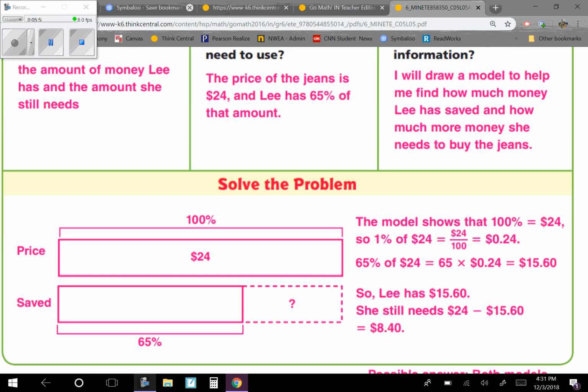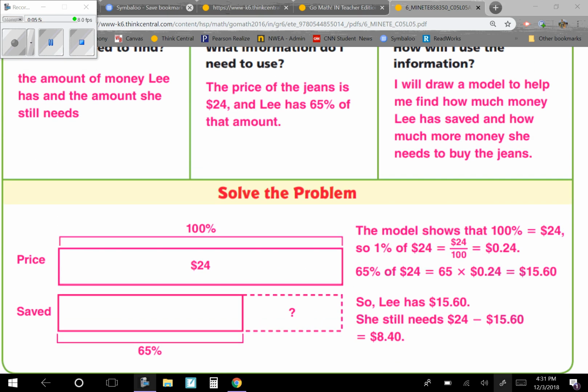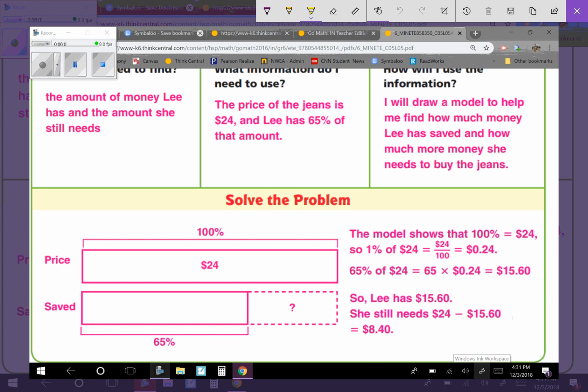Okay, so when we look at solving this problem, again, they're going to use decimals and show you that way. I'm going to use fractions and show you that way. Whichever one works better for your brain, go for it. So the model would show 100% what we need, 100% would be $24. So if she had $24, she could buy it. She has 65%, so here they drew another model that shows 65% of the $24, which would be 100%. This is what we need to figure out still. And then we need to find the difference.